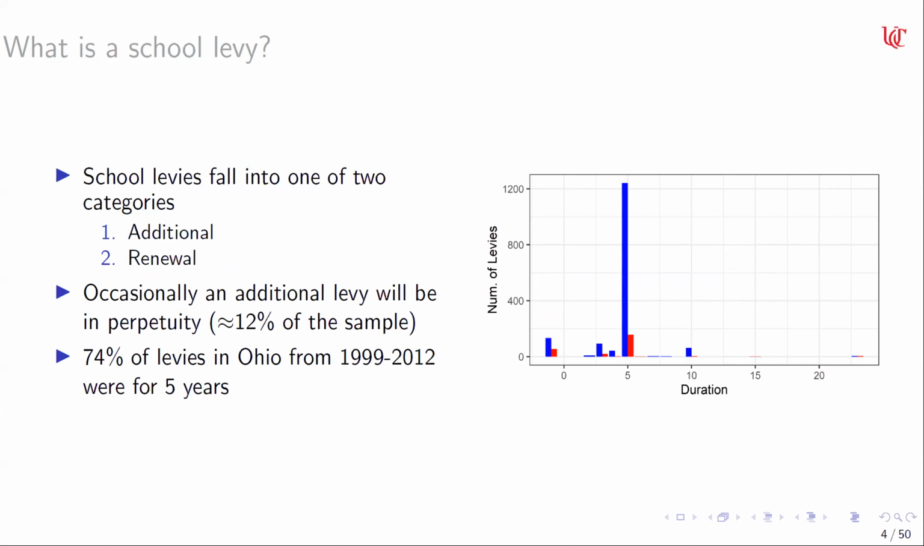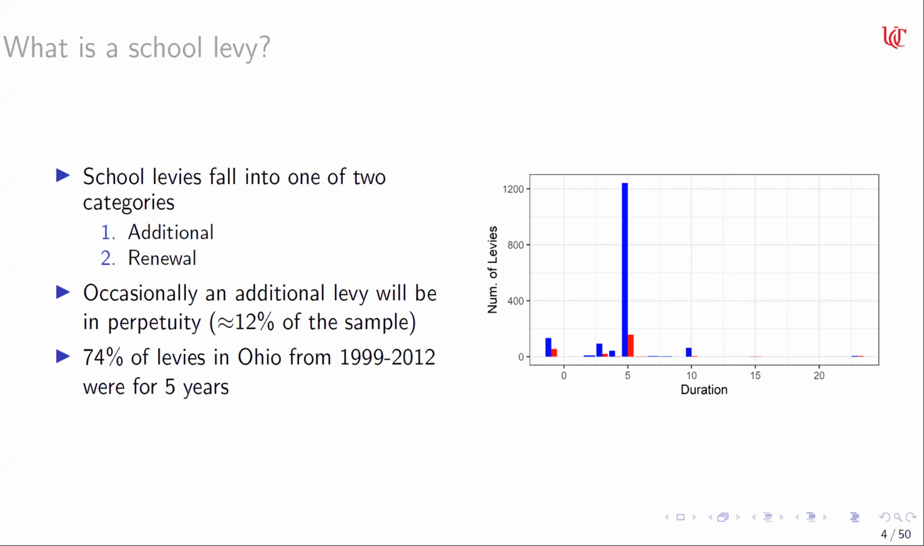A renewal levy is a levy that comes up after an additional levy has expired. Occasionally these additional levies can be in perpetuity, and that's about 1 in 8 levies, which just means they go on forever. But about 3/4 of all the levies in my sample were for 5 years. You can see that over here. The blue is levies which passed, and the red is levies which failed. And by definition, a renewal levy has to be an additional levy which had passed previously.